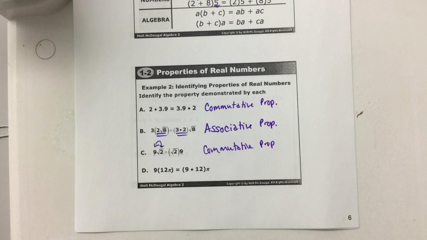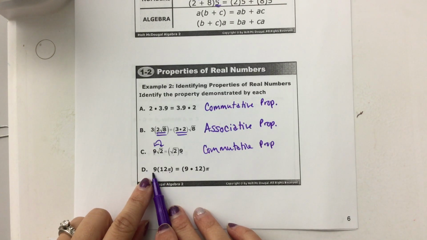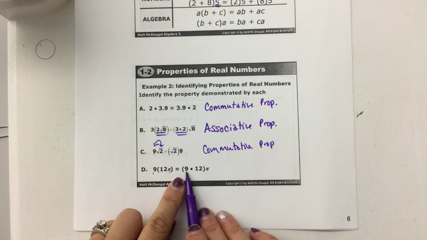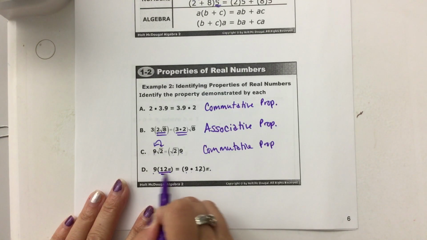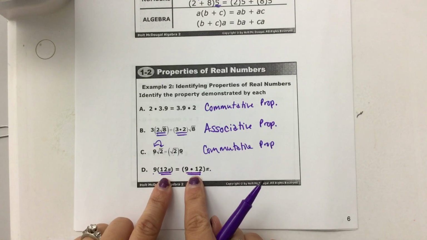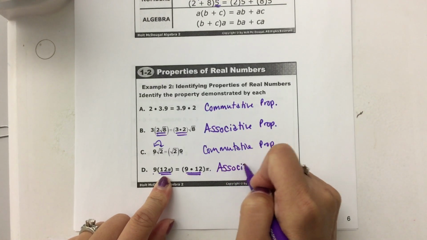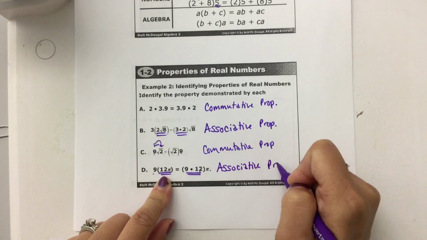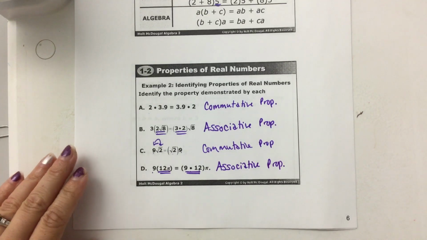And last but not least on this slide, this says to take 12 times pi, then multiply it by 9. This says to take 9 times 12, then multiply it by pi. What happened is they changed what was inside of the grouping symbols. When you change what's inside of the grouping symbols, that is called the associative property. So again, just some examples of what these things actually look like.